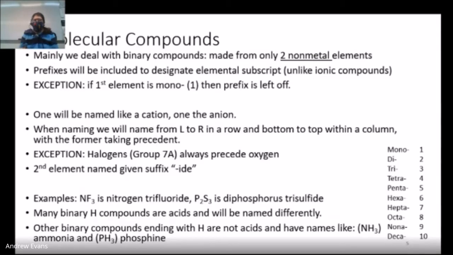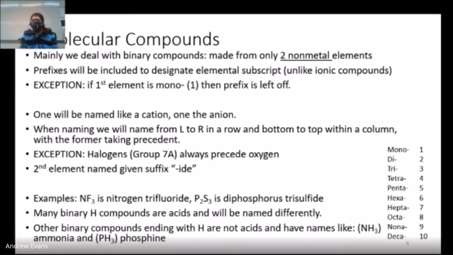Now, typically when we name these, we're going to be reading from left to right in a row, bottom to top in the column. But typically speaking, if you read the formula, you can just read left to right. The first one gets the name. The second one gets the special ending. And when you're reading a name and turning it into a formula, the first element goes first, the second one goes second. Because otherwise the exception is halogens take precedence over oxygen.